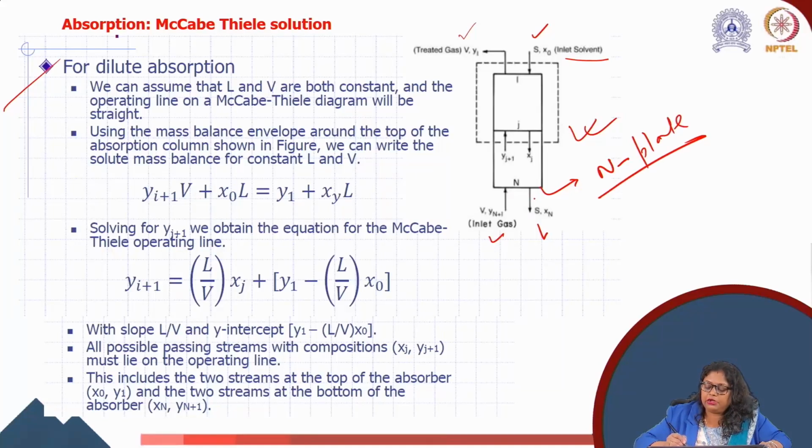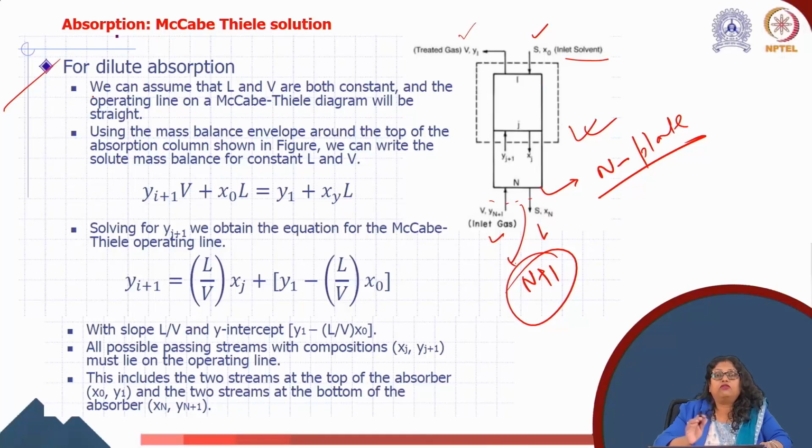So from the nth plate what is coming? Sn is coming, and the concentration here we have taken as mole fraction Xn. And what is entering plate N? Vapor V, and its mole fraction is considered here as N plus 1 because it is entering from the plate below, that is the N plus 1. Now, this section, this material balance was done.